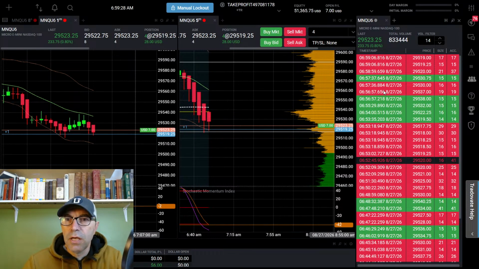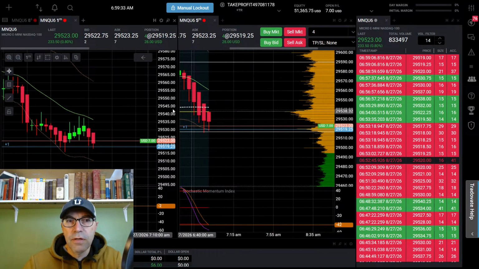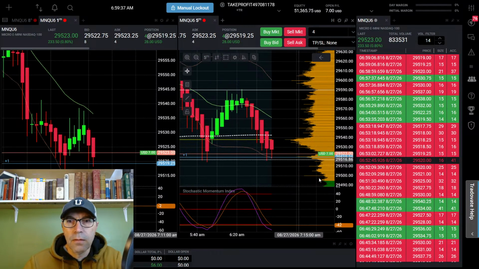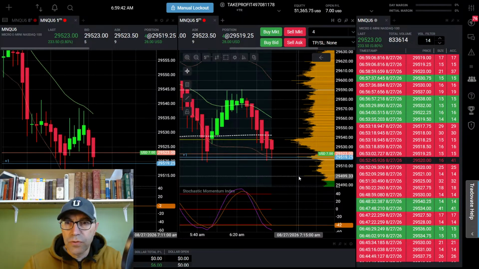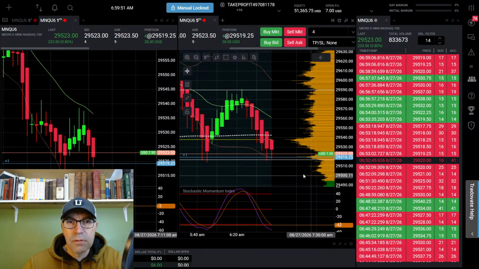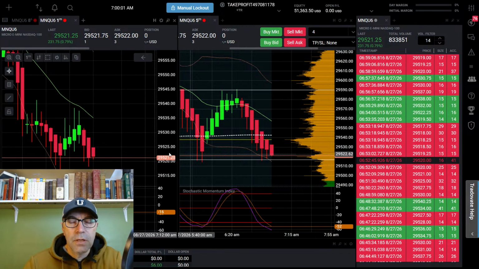All right, big blocks came in. Big blocks came in of sell orders. But we're getting tested on this high volume node. But then we also have a really high volume down at 500. There you go.